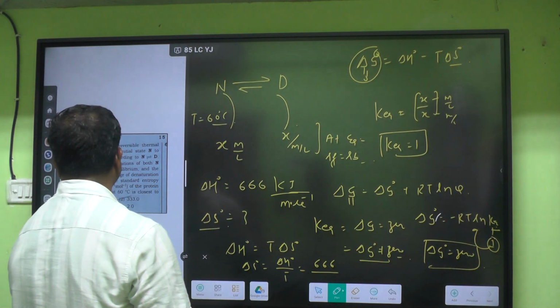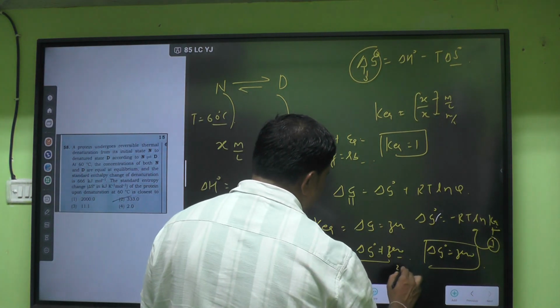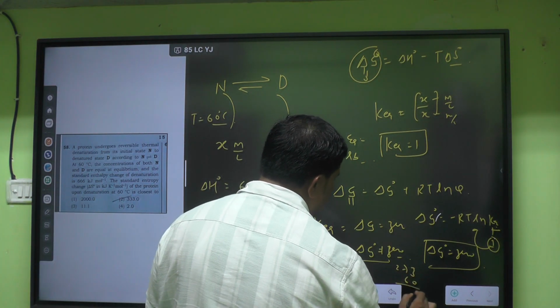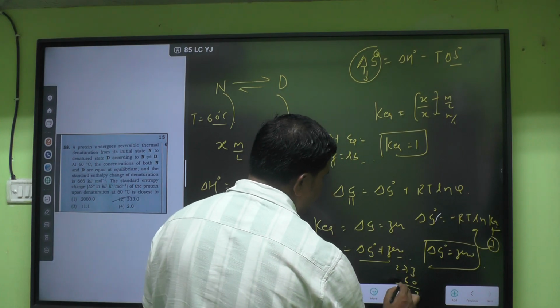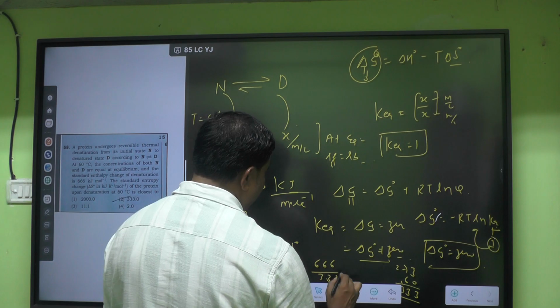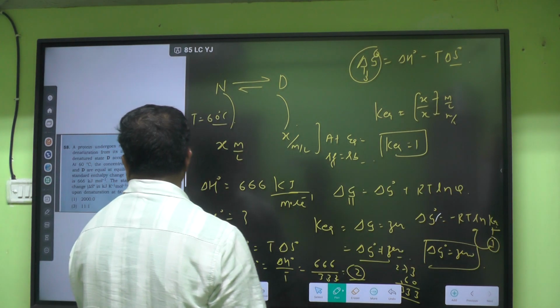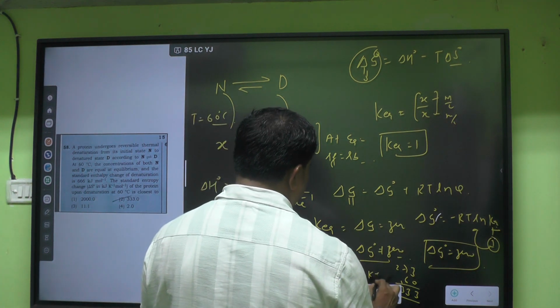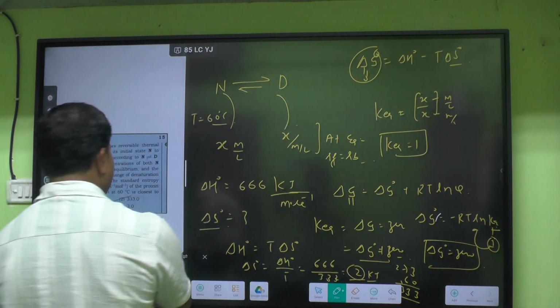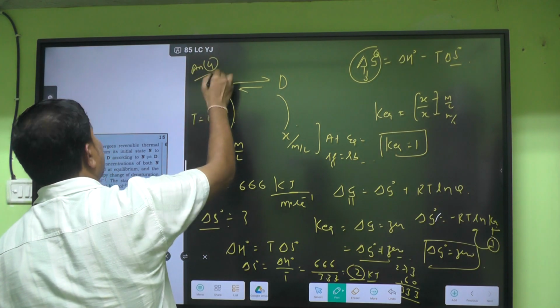What is the temperature here? 60 degrees Celsius. Now convert to Kelvin: 273 plus 60 is 333. So the entropy change will be 2 kilojoule per mole per Kelvin, kilojoule mole inverse Kelvin inverse. That's why the answer will be the 4th. The fourth answer is correct here.